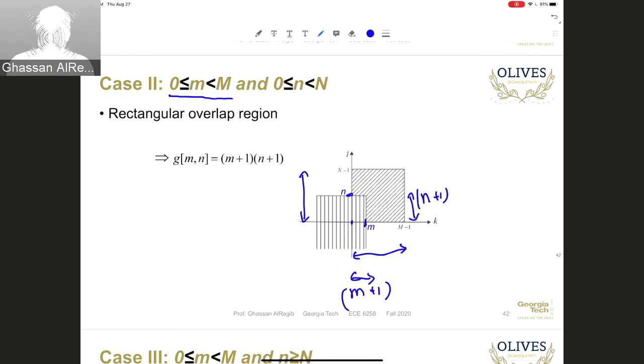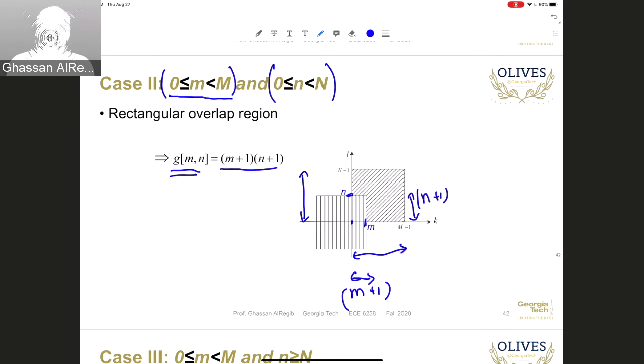So how many ones? Remember, in this example, the magnitude and the coefficient for both h and f is equal to one. So we have m plus one times n plus one, and the values are one. Then the value for g of m and n is m plus one times n plus one. It depends where m and n are, as long as m is within this range and n is within this range in this case.